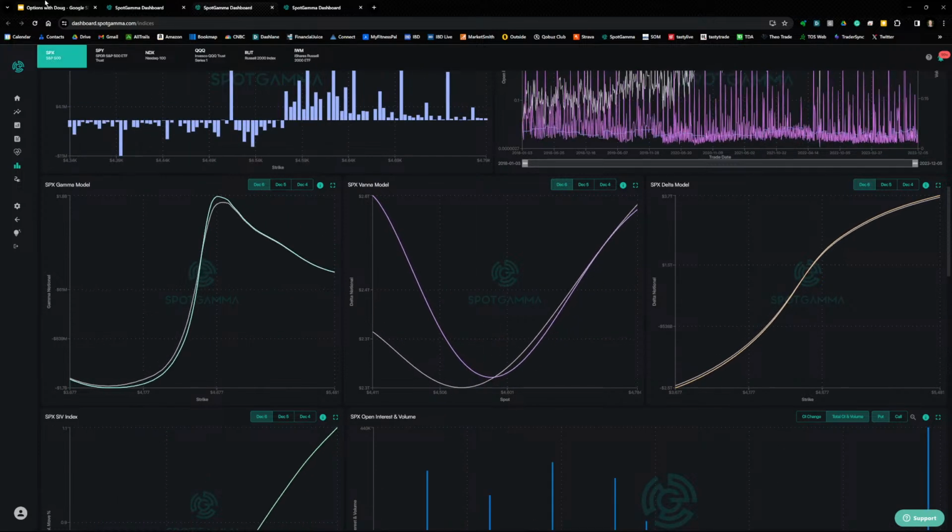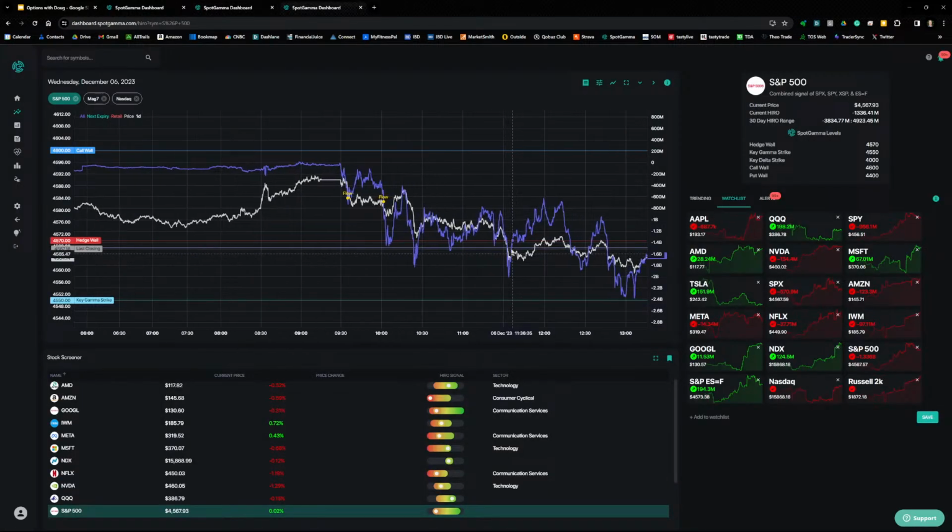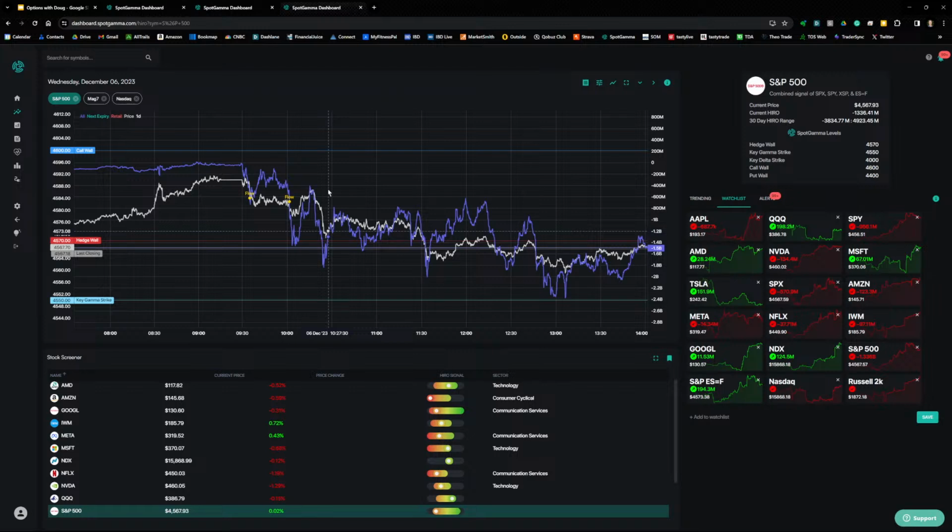All right, let's take a look at some setups. So the first thing that I want to take a look at is options trades and market maker hedging activity.